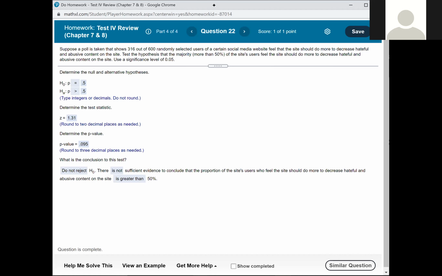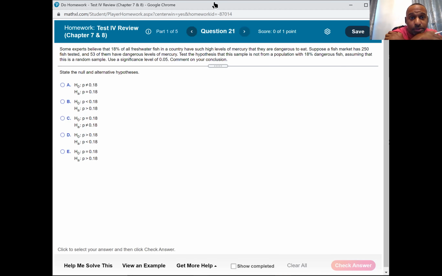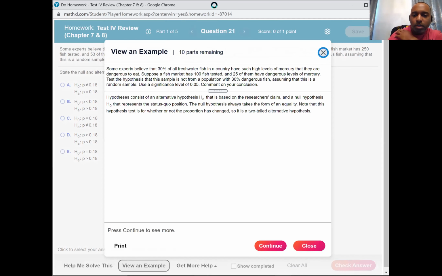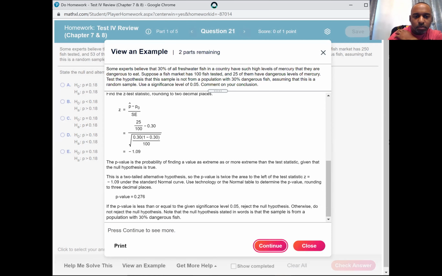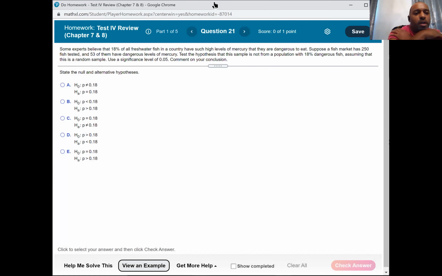All right. Any other questions before we do hypothesis testing again? I'll make sure we're good with these steps. All right, let's look at 21. Should be the same type of situation. Okay, it says some experts believe that 18% of all freshwater fish in a country have such high levels of mercury that are dangerous to eat.